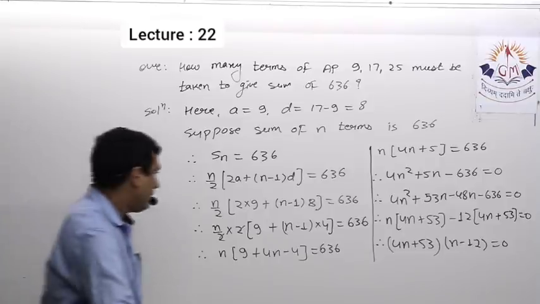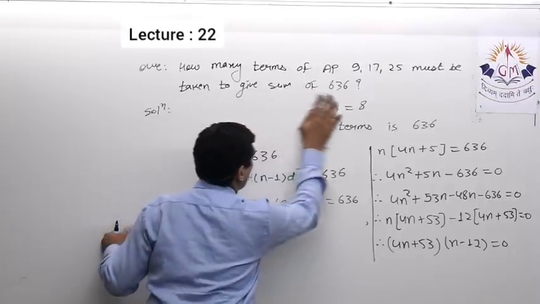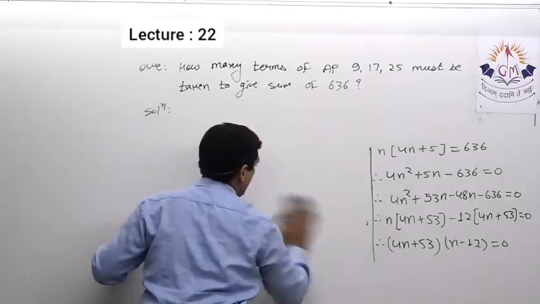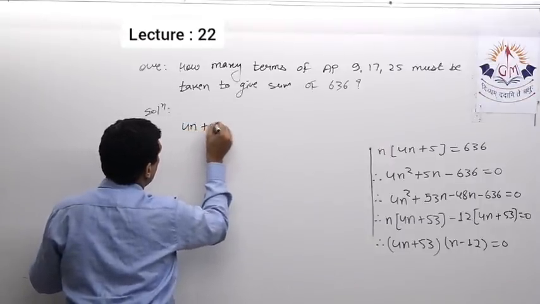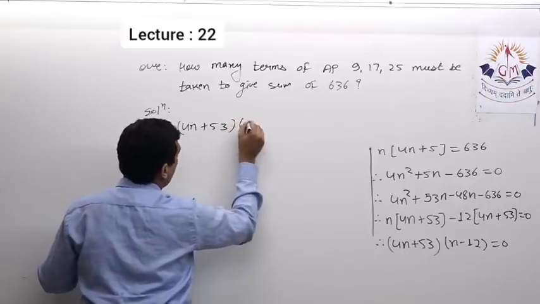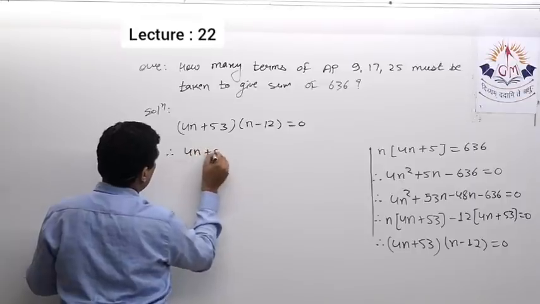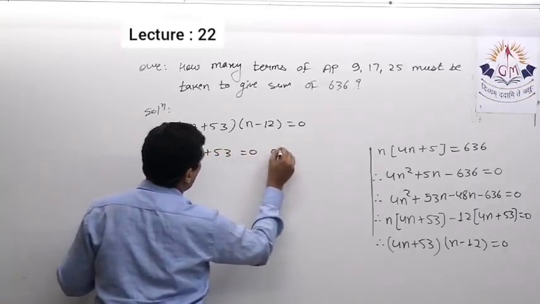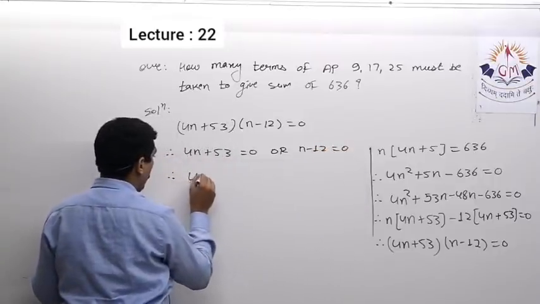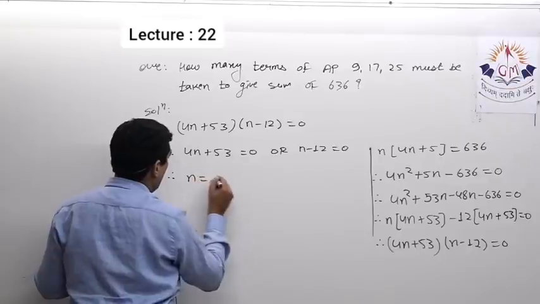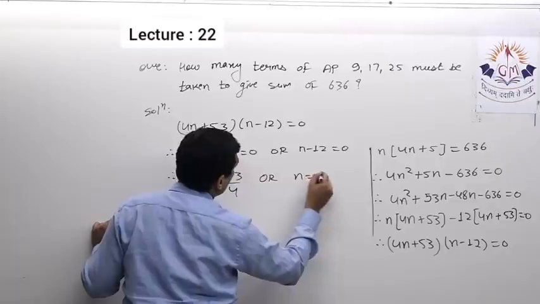Okay, so next, here I have (4n plus 53) into (n minus 12) is equal to 0. Therefore I can say 4n plus 53 is equal to 0, or n minus 12 equal to 0. Therefore n equal to minus 53 upon 4, or n is equal to 12.